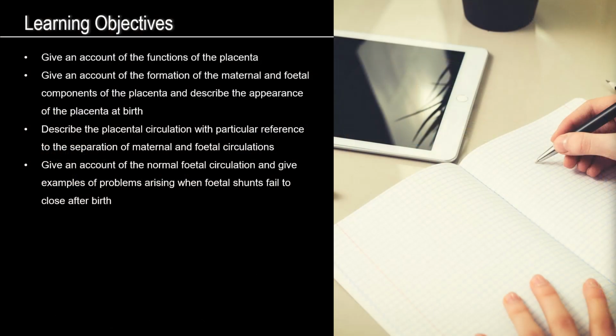After this lecture and any further necessary study, you should be able to give an account of the functions of the placenta, give an account of the formation of the maternal and fetal components of the placenta, and describe the appearance of the placenta at birth. Describe the placental circulation with particular reference to the separation of the maternal and fetal circulations. And give an account of the normal fetal circulation and give examples of problems arising when fetal shunts fail to close after birth.